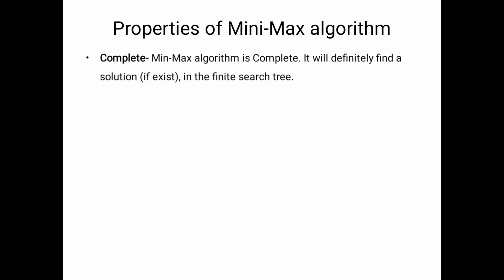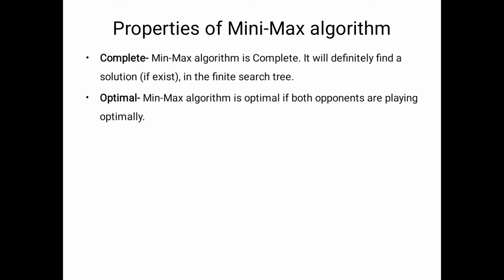Here we will consider the properties also. Definitely for each and every algorithm, we consider the properties: complete, optimal, time complexity and space complexity. Coming to the complete property, definitely the minimax algorithm is complete. It will definitely find a solution in a finite search tree. So that's why this is a complete algorithm. It produces the optimal solution also, because if both opponents play optimally, the maximum player selects the maximum value and the minimum player selects the minimum value. Definitely it produces the optimal solution.